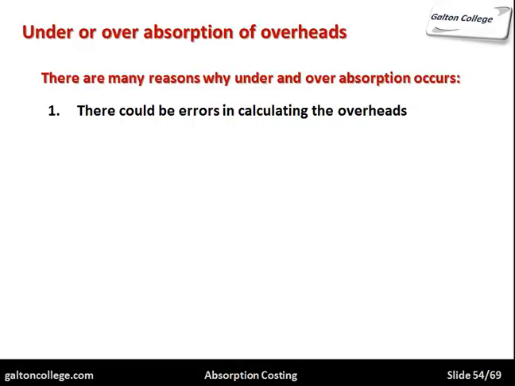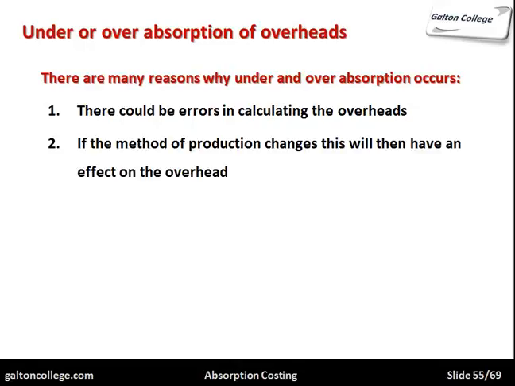The values of the overheads are not properly taken into account because it's difficult to work out what the market value of that particular asset is. So that's one way that over or under absorption may occur. If the methods of production change, this will have an effect on the overhead as well. And methods of production do change because of changing technology.